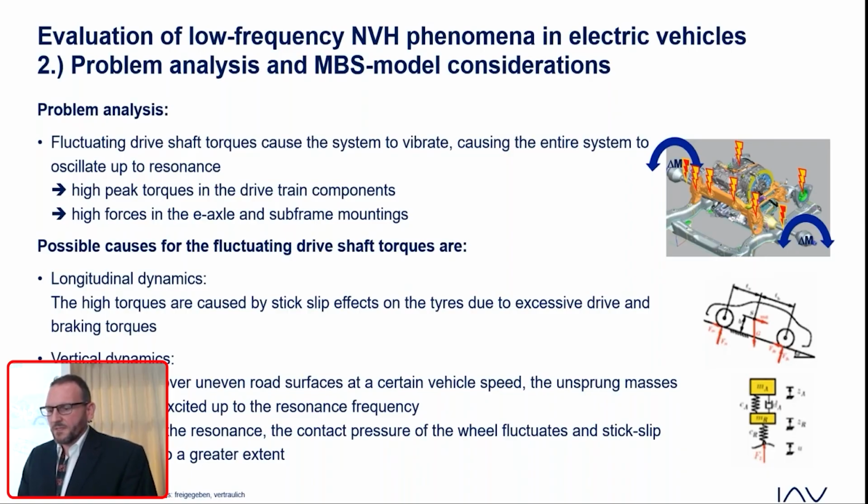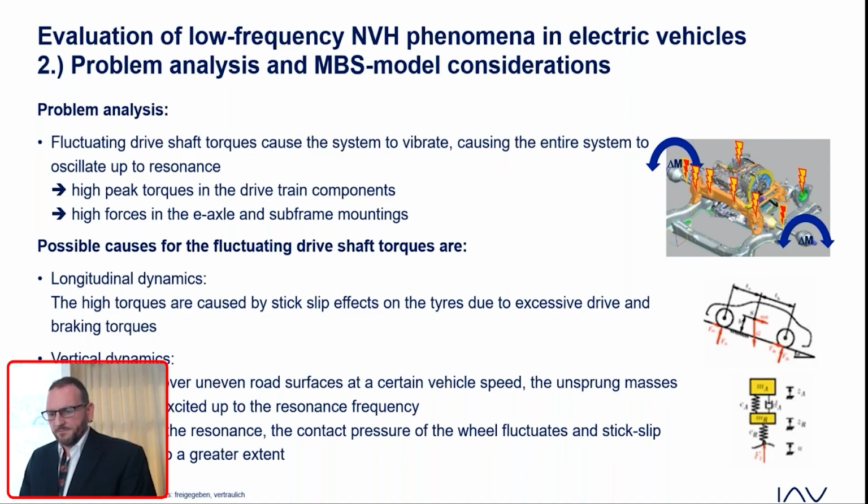Furthermore, the vertical dynamics of the wheels appear to have an influence on the fluctuations. This means that the unsprung masses are periodically excited by traveling over uneven road surfaces. This can lead to a resonance frequency of the unsprung mass at certain vehicle speeds. As a result of the resonance, the contact pressure of the wheels fluctuates and the stick-slip effects occur to a greater extent.